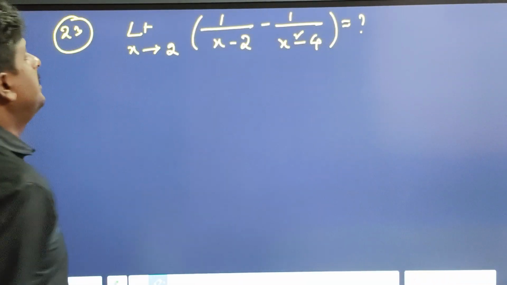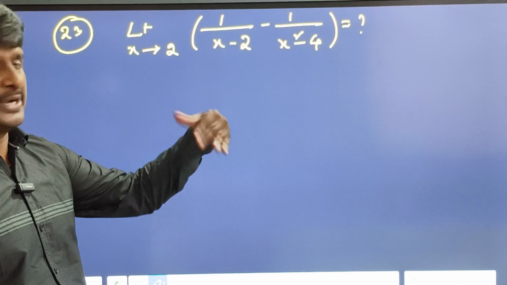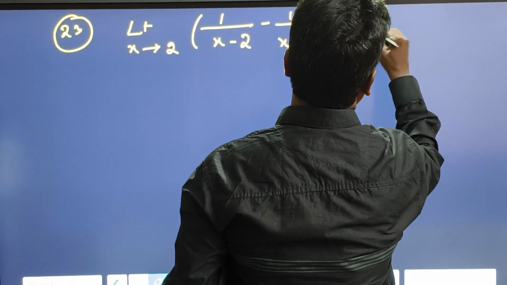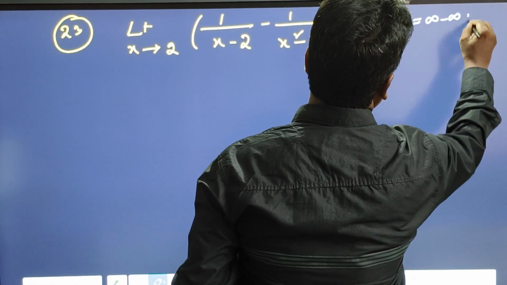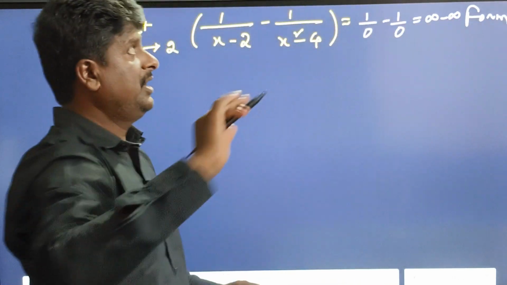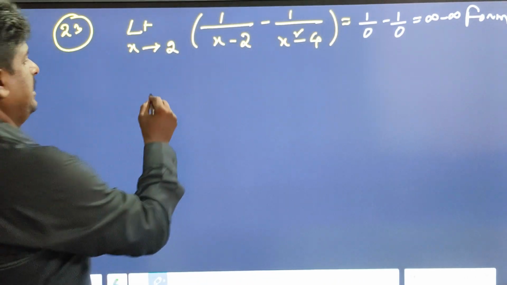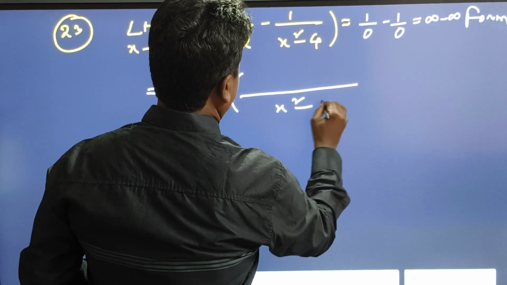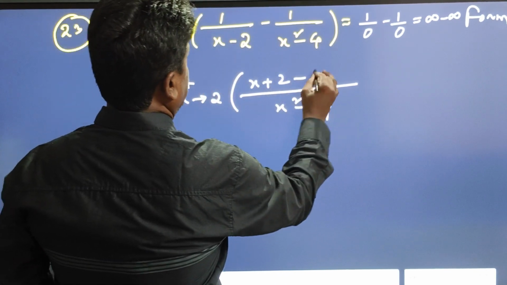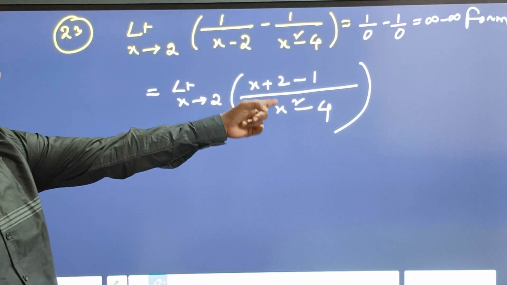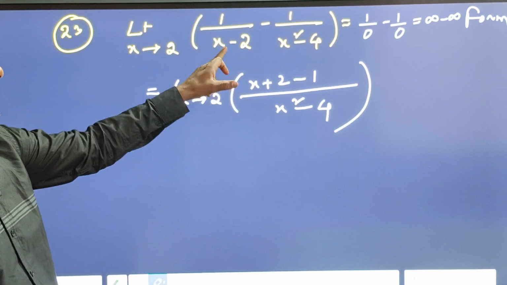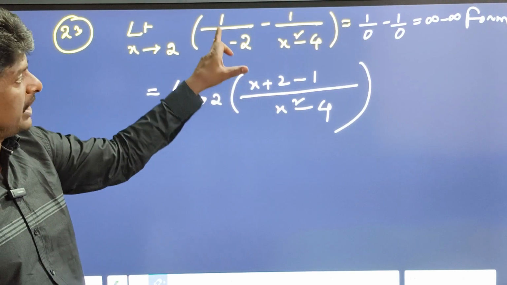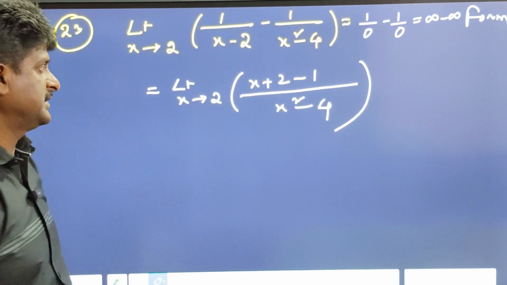Next problem. Limit x tends to 2, 1 by (x minus 2) minus 1 by (x square minus 4). While applying the limit, we are getting 1 by 0 minus 1 by 0, infinity minus infinity form. Whenever infinity minus infinity form is there, we have to convert it into 0 by 0 or infinity by infinity, then use L'Hospital. Do observe that the LCM is x square minus 4. Already x minus 2 is there. This is nothing but (x minus 2) into (x plus 2). X minus 2 is gone, so x plus 2 will come in the numerator, minus 1.